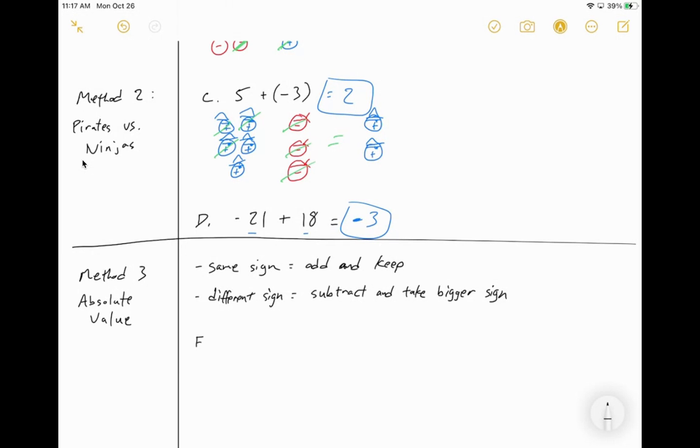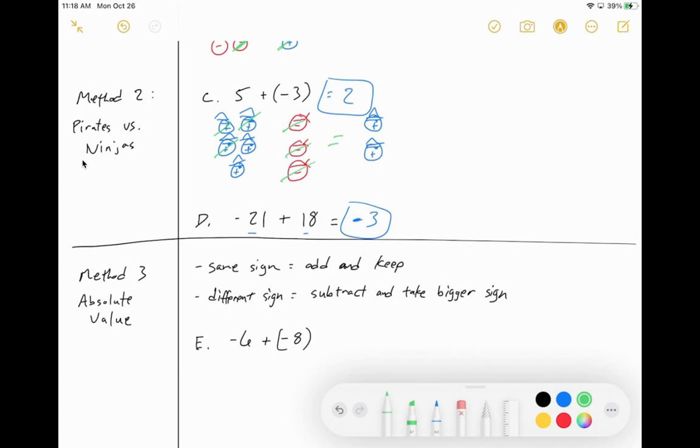So what does an example of that look like? Let's say, for example, we just have -6 plus a -8. So it's called the absolute value method because you basically just look at them as if they're regular absolute values, right? So let's not even look at the negatives at all. Let's just look at them as 6 and 8, right? That's why it's called the absolute value method, because the absolute value of -6 is 6, and the absolute value of -8 is simply 8.